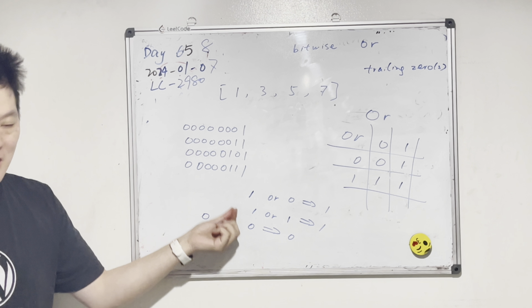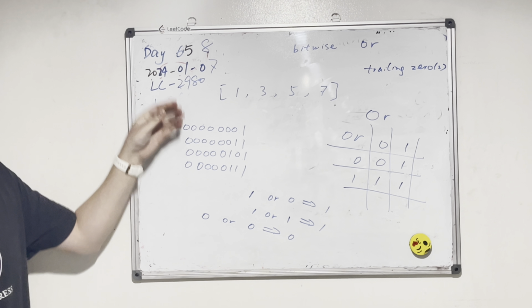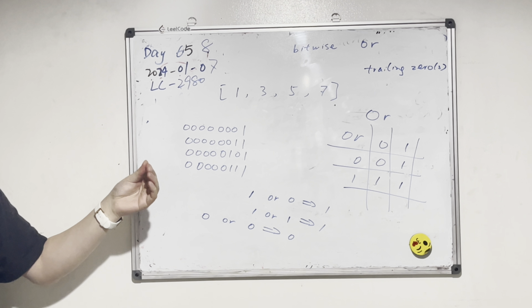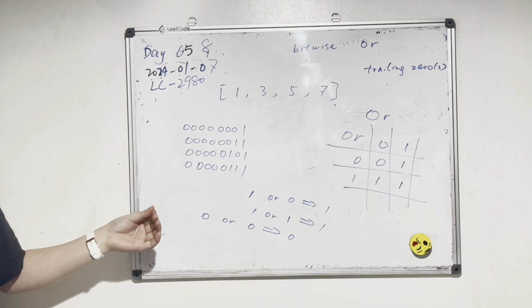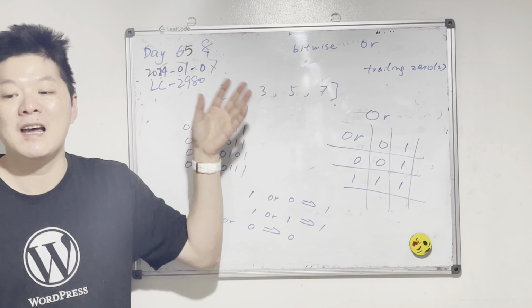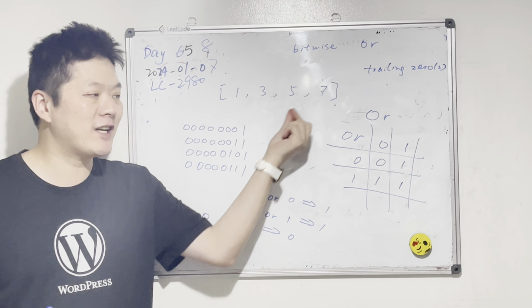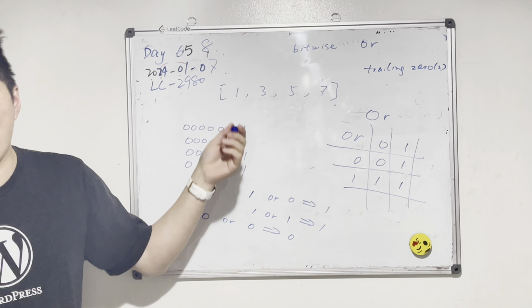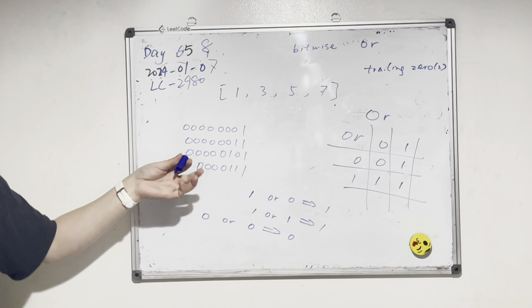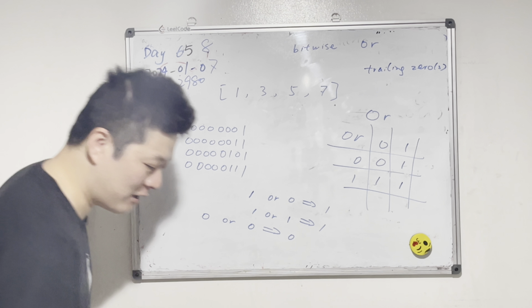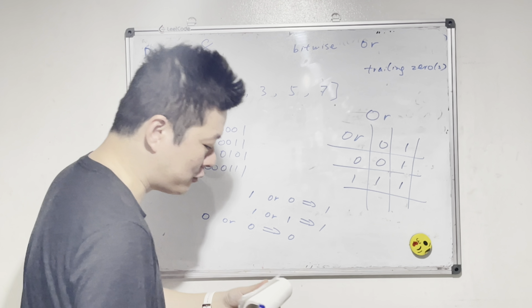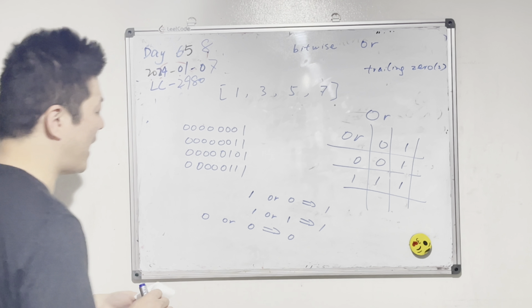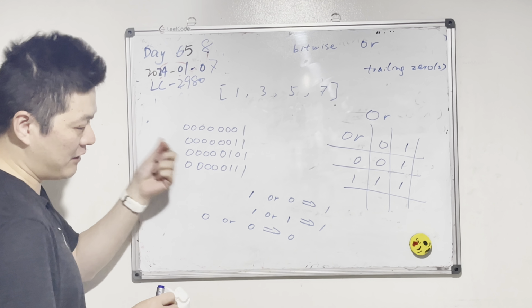So this question is equivalent to counting the number of even numbers. We want to find out if there are at least two even numbers in the array. Once we get that, this is super easy. So everything is easy.